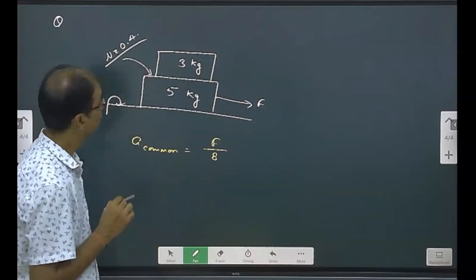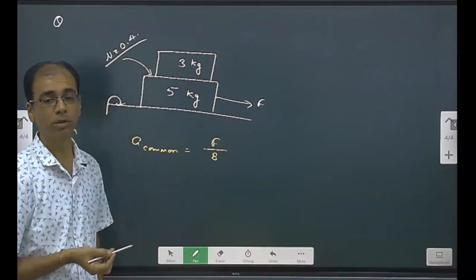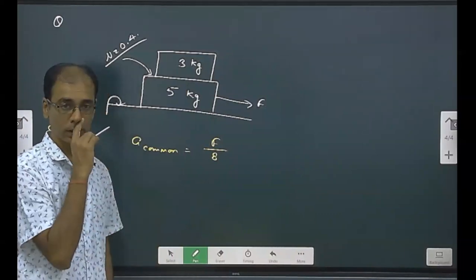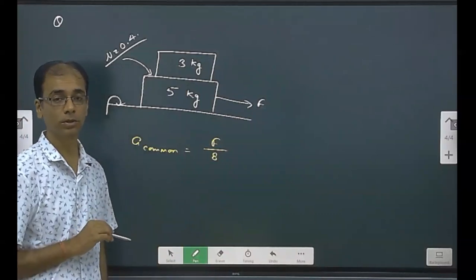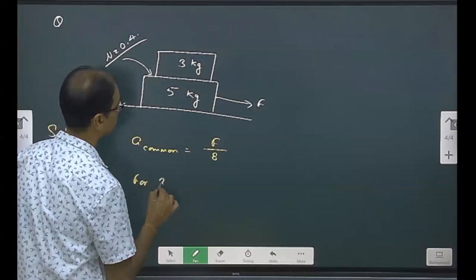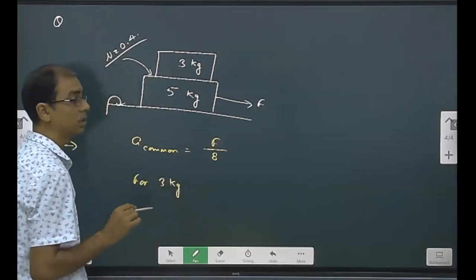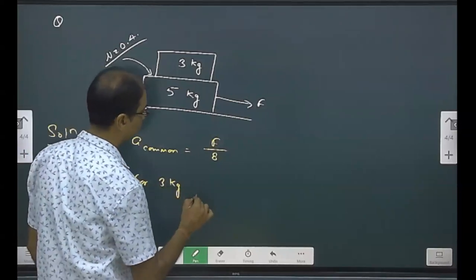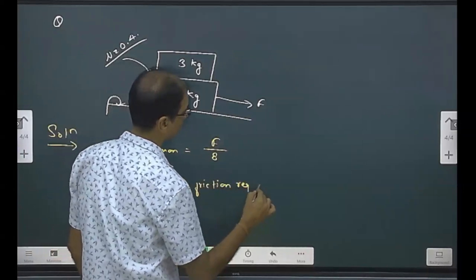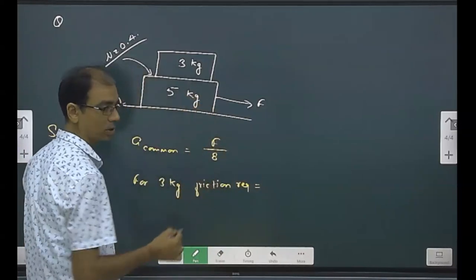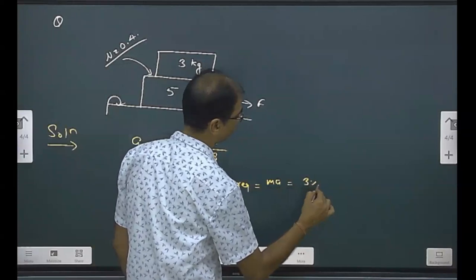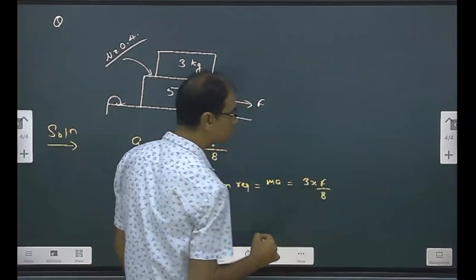Right. Now 3 kg also has to move with this acceleration because he says find the maximum force which can make them move with the common acceleration. So 3 kg also has to move with this acceleration. Okay. So for 3 kg, how much friction is required? Friction required is equal to mass of this into acceleration common. Mass into acceleration. That's what we learned. 3 into F by 8. Correct.